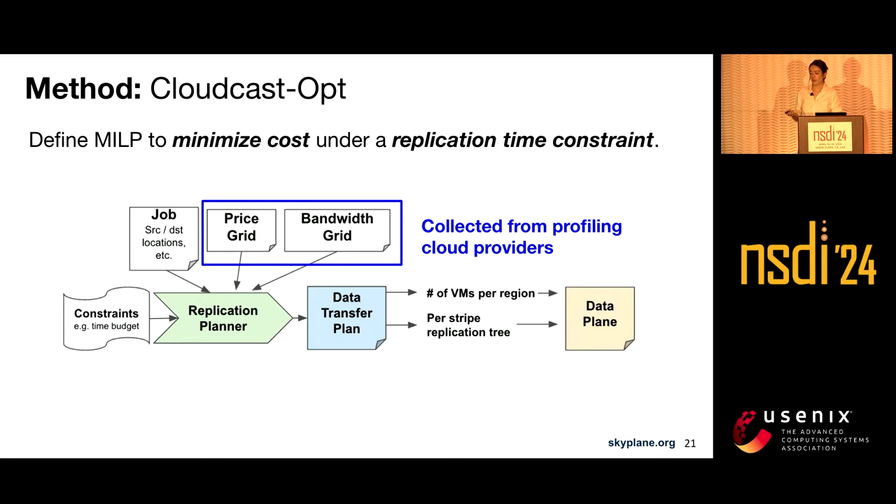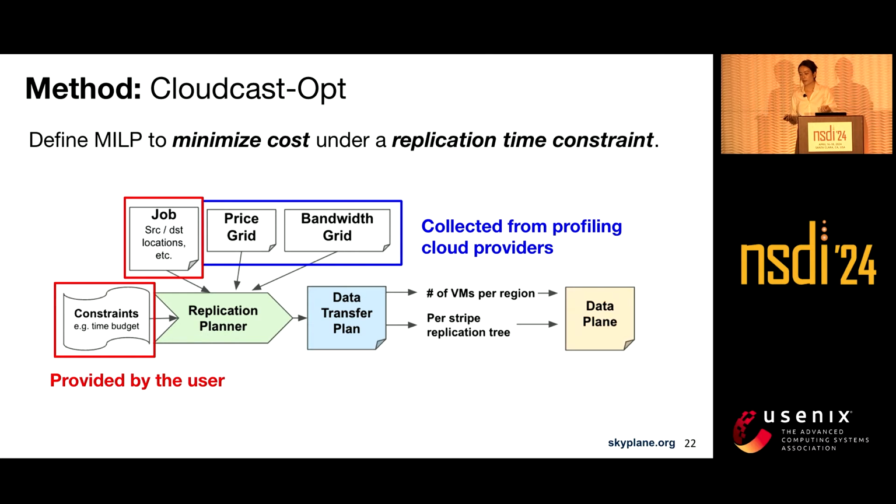And the inputs are the price grid and bandwidth grids. The bandwidth we actually collect by profiling the cloud providers, and the prices we can scrape from the cloud providers' websites. And the application or the user will basically provide the job, which specifies the sources and destinations, and also the constraints, which is the replication time SLO.